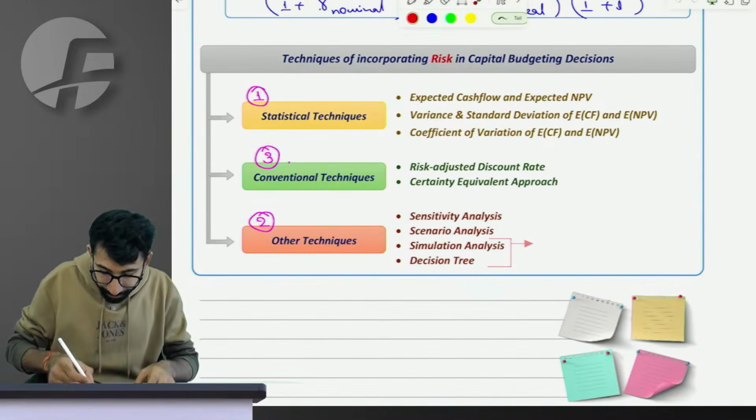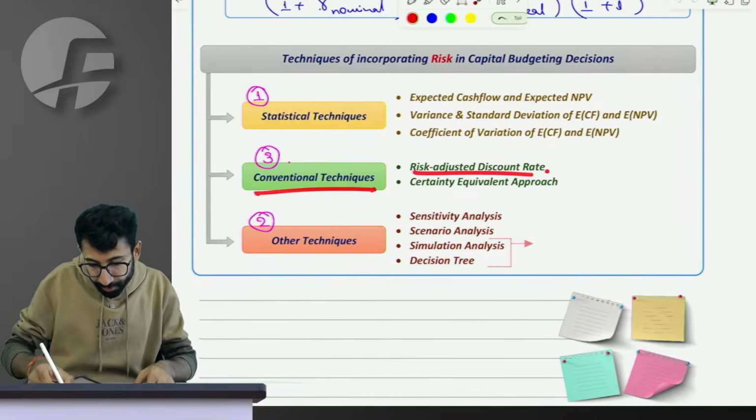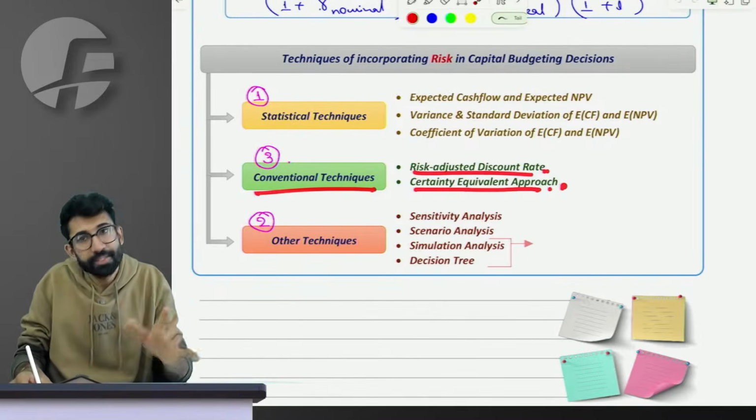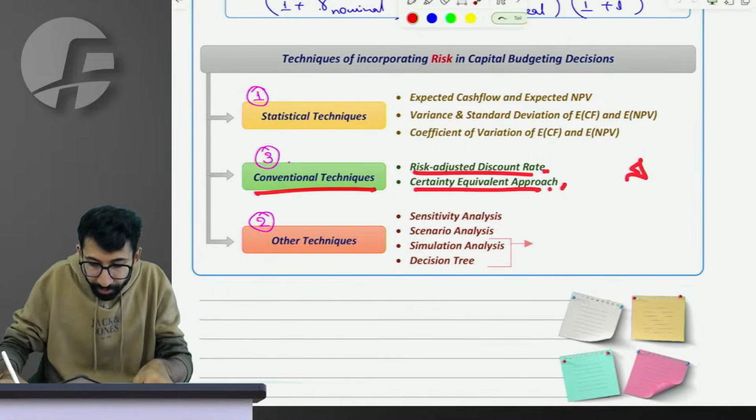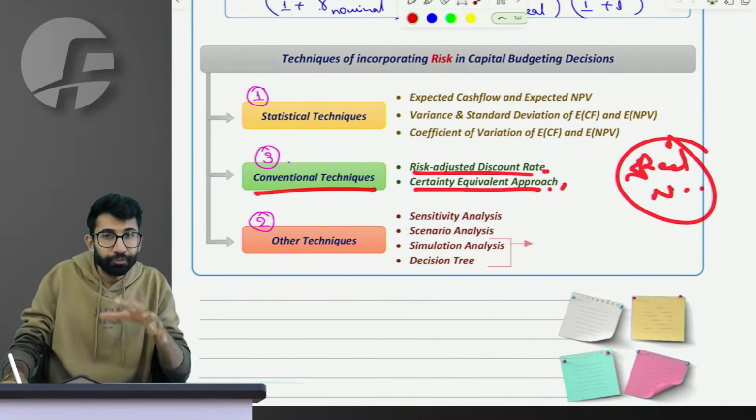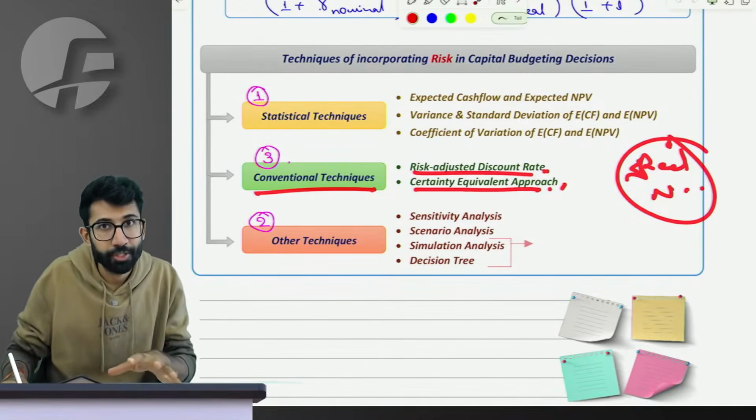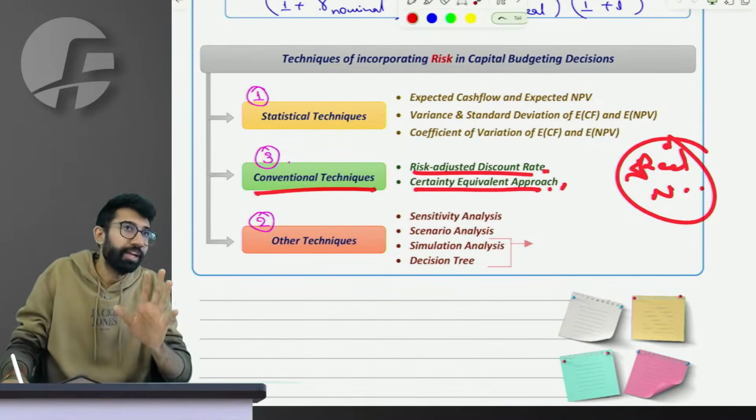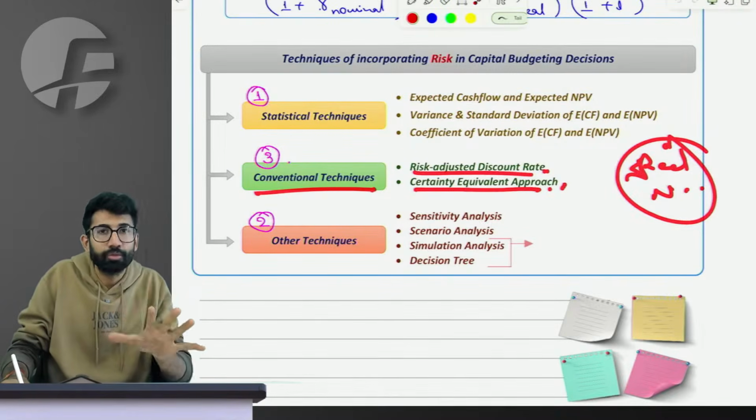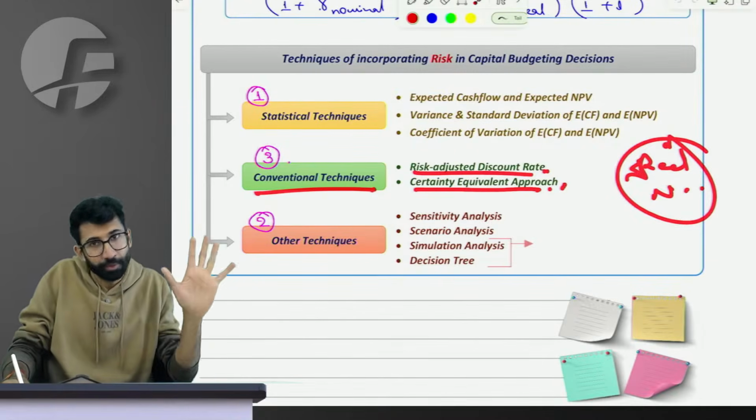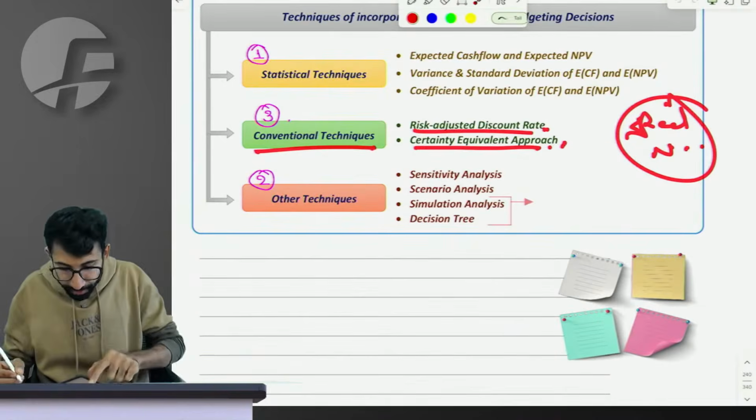We will now learn in the conventional techniques, one is risk adjusted, another certainty equivalent approach. Extremely easy, let's discuss it. Then we'll talk about real versus nominal cash flow, which is a part of advanced capital budgeting. Then we go for a break. After we come from the break, we have 3 to 4 more topics to learn, and then this video will get over. Perfect.